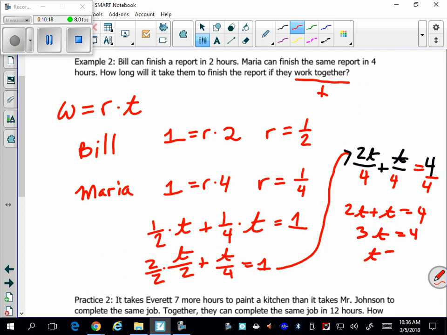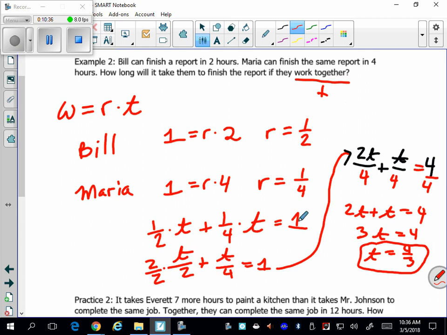So the time it takes them is 4/3. You can substitute it back into our formula if you'd like, any of the formulas. So you could do a half times t plus 1/4 times t, and you put 4/3 in, you'll be able to tell that it adds up to one report.